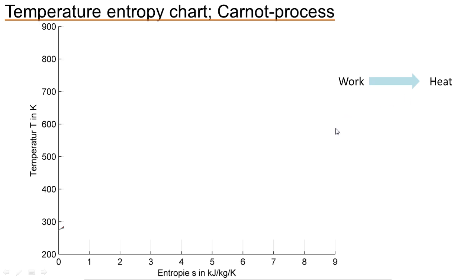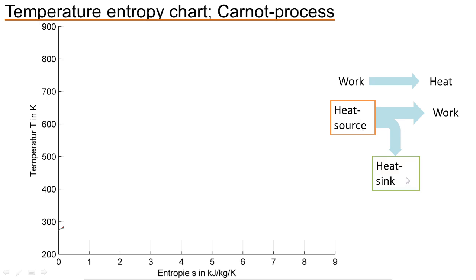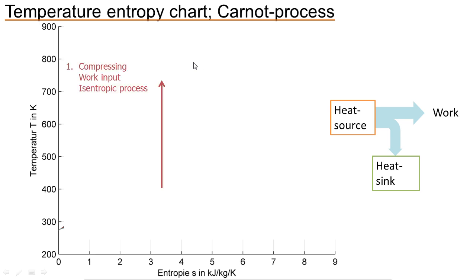It's not possible. So if you have a heat source and you want to take work out of the heat, you have to use a heat flow from the heat source to the heat sink to get work. And the Carnot-process is describing how much work I can get out of a heat source by using a heat flow from a heat source to a heat sink, if I have the temperature difference of this thing. The Carnot-process is a theoretical process. It doesn't exist, but I will try to explain it to you.